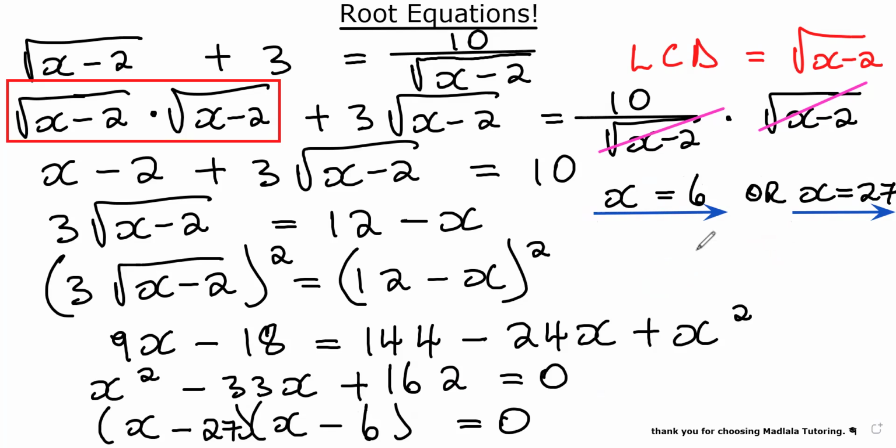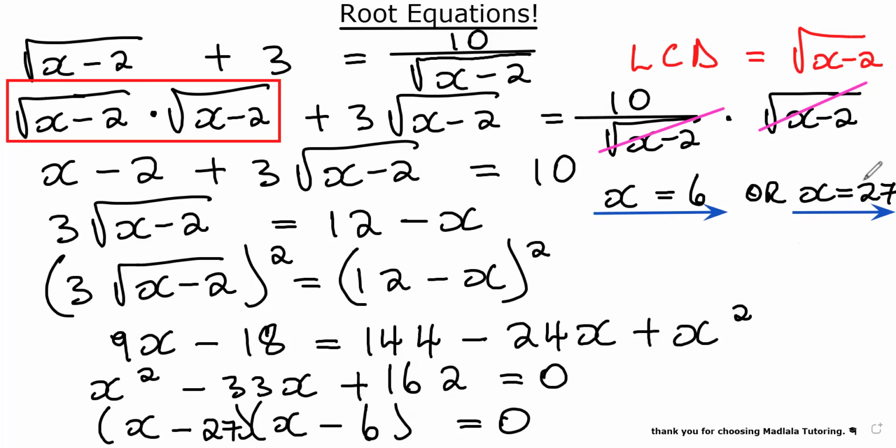So now we go to the original equation and we want to substitute 6. So 6 minus 2, that's 4. And 4 plus 3, in fact, that is 4 here. The square root of 4 is simply 2. And 2 plus 3, that is 5 on the left-hand side. Now, 6 minus 2, that is 4. The square root of 4 is 2. 10 divided by 2 is 5. Yes, x equals 6 works.